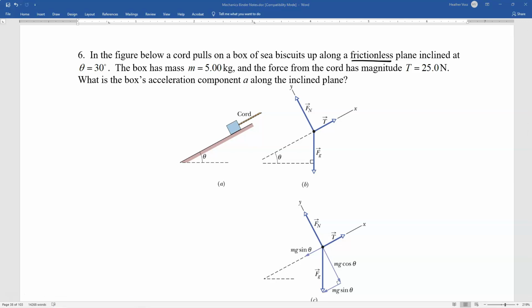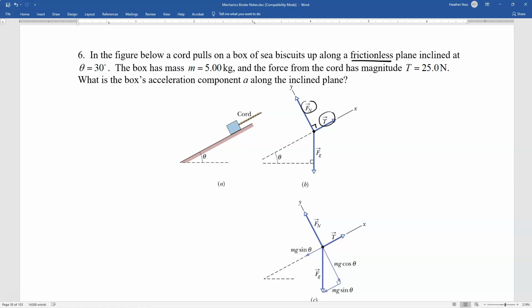Okay, so first thing to recognize is right here what we have is a free body diagram of all of the forces. So we have our force tension here. We have our force normal from the plane. You'll note that these are perpendicular. Our tension is up the plane. And then we have our force due to gravity.